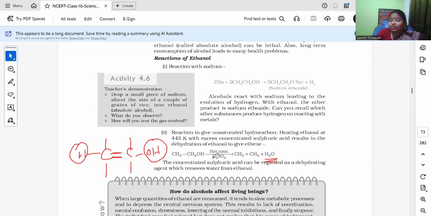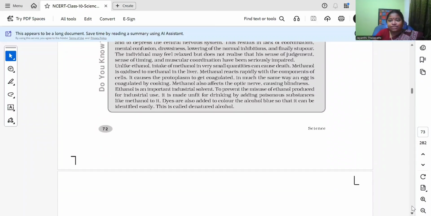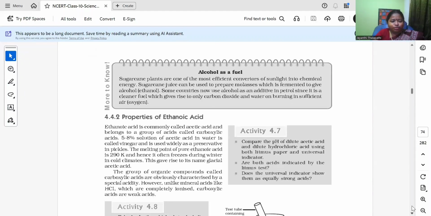In the presence of hot concentrated H2SO4. Why are we using this concentrated sulfuric acid? Because it's a desiccating agent, a dehydrating agent, which absorbs moisture. Okay, that is why we are using concentrated sulfuric acid, to remove the water molecule.